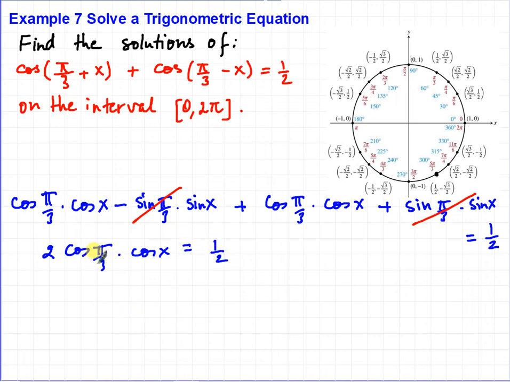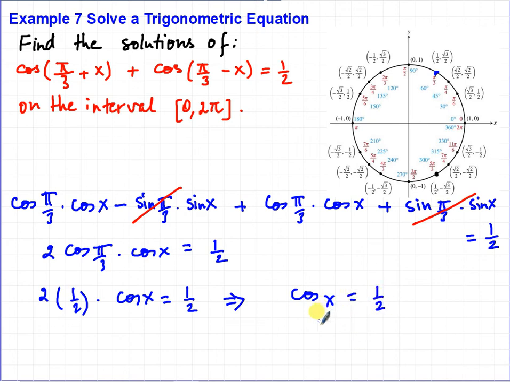Now, cosine pi by 3 can be evaluated also. We can find its value from the unit circle. Pi by 3 is over here. The x value, because we are finding cosine, is half. So replace cosine pi by 3 by half, and cosine x is over here. This is all equal to half. So 2 times 1 over 2 is 1, so we can cancel this out. And I'm left with cosine x equal to half.